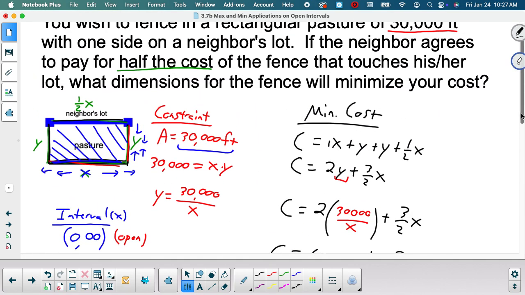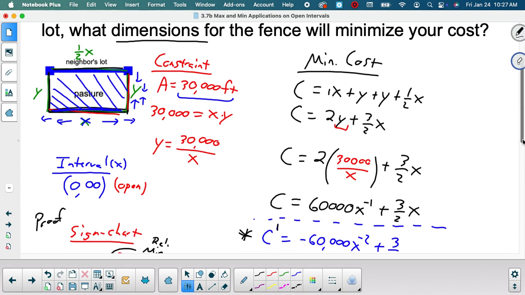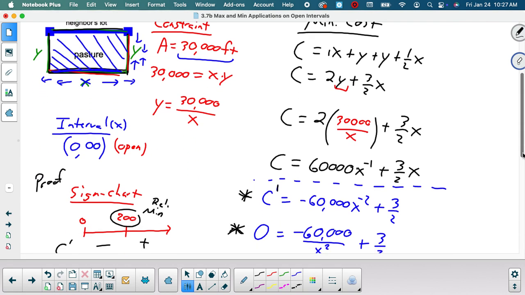Now let's go back to the question: what are the dimensions? Well, you just found x. X was 200. I also need to find the dimension of Y. Well, right here's where I find that again. This is much like we had before. So Y is actually going to be 30,000 divided by 200. If I do that, I believe Y is going to end up being 150.